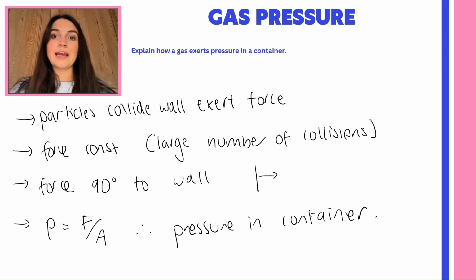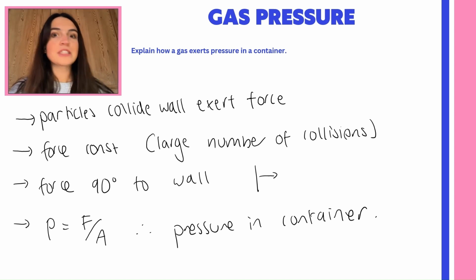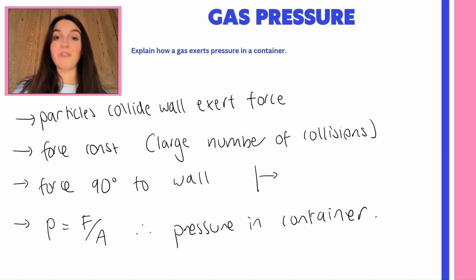And then finally, don't forget to link the idea of force back to the original question, which was about pressure. You do it by just listing this equation in your answer and saying, since pressure is force over area, as there is a force on the walls, there is a pressure in my container.